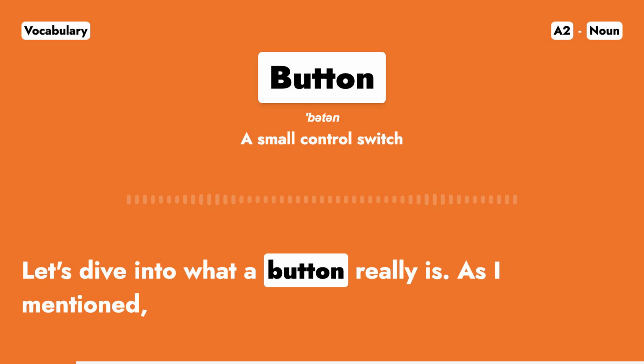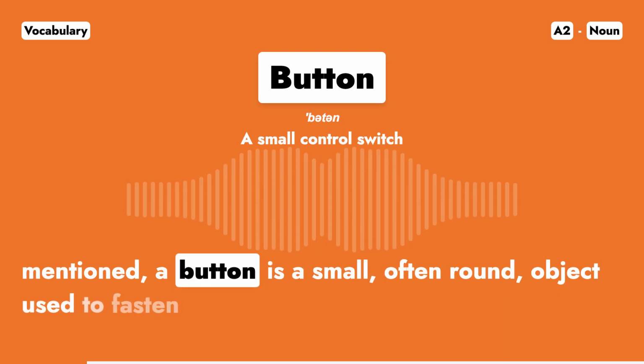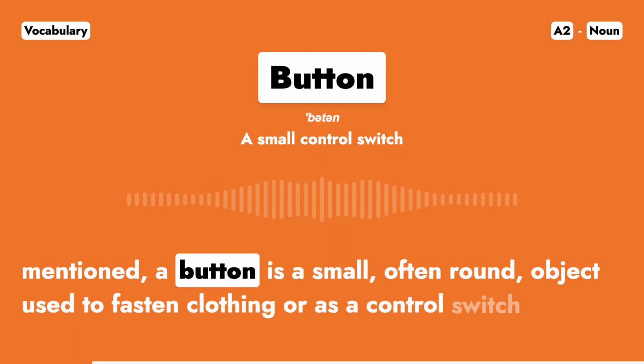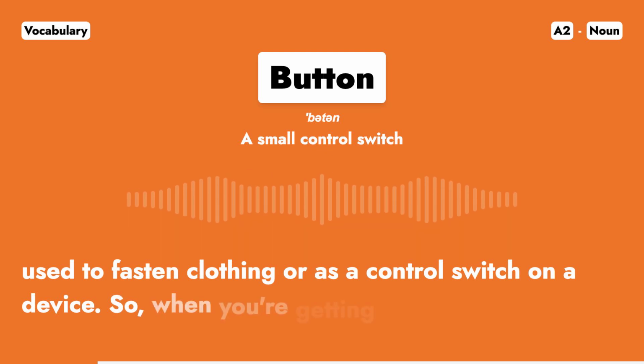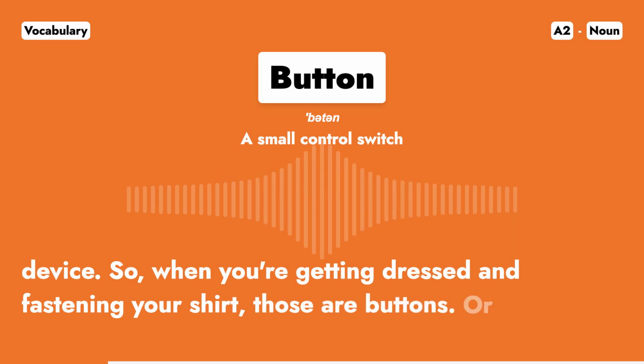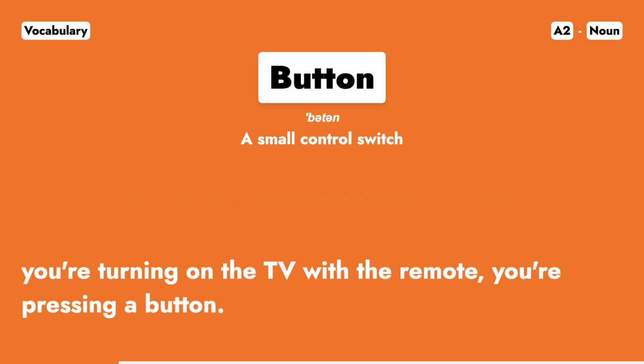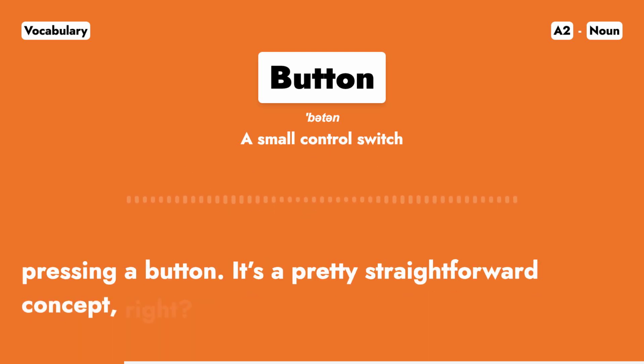As I mentioned, a button is a small, often round, object used to fasten clothing or as a control switch on a device. So when you're getting dressed and fastening your shirt, those are buttons. Or when you're turning on the TV with the remote, you're pressing a button. It's a pretty straightforward concept, right?